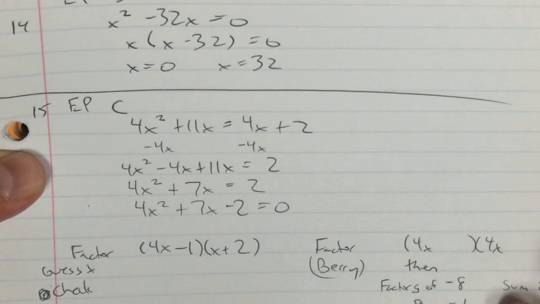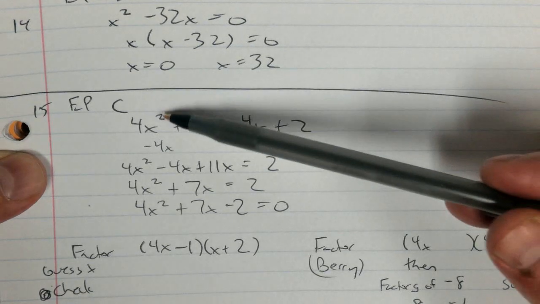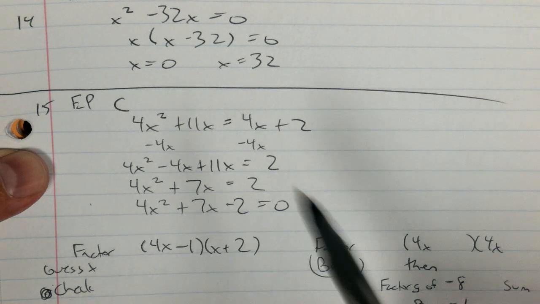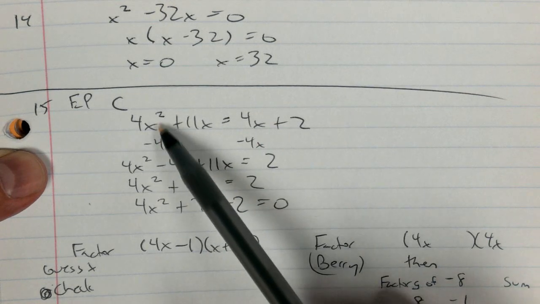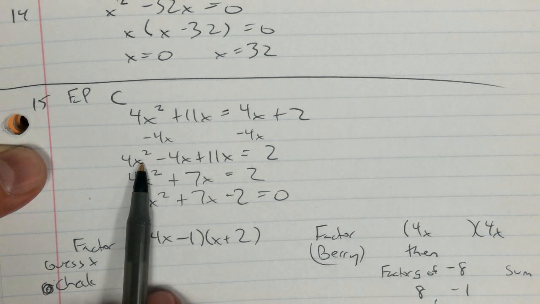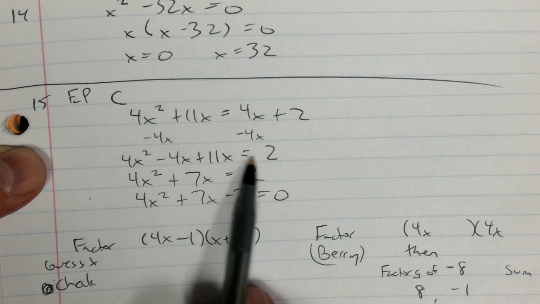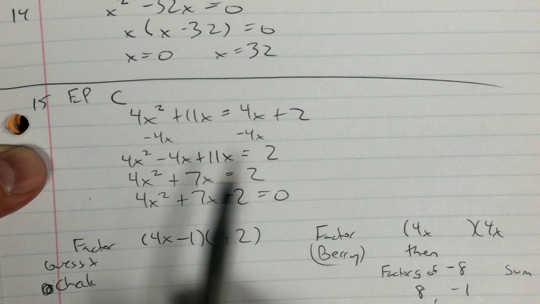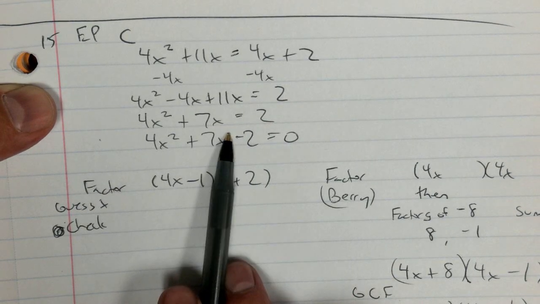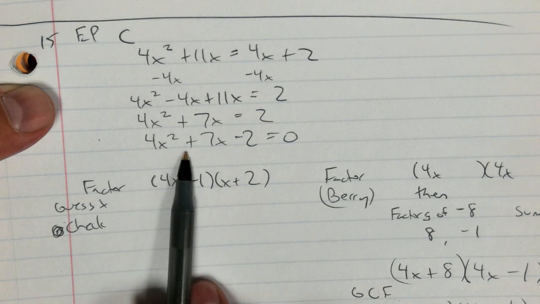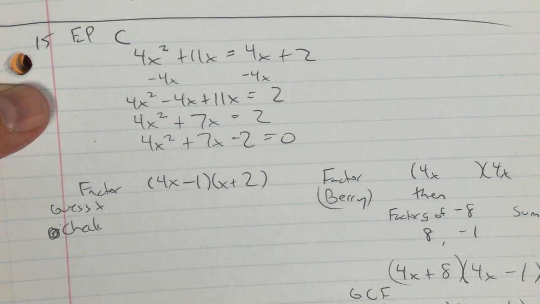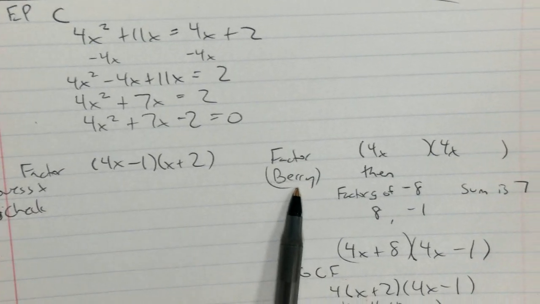Then for your last one, you have 4x squared plus 11x equals 4x plus 2. So you subtract your 4x. Those are not like terms because one of them is squared and the other isn't. So we say 4x squared minus 4x plus 11x equals 2. And then negative 4x plus 11x is 7x. Then bring your 2 over. So you have 4x squared plus 7x minus 2. So that's where you could guess and check to factor it, or factor it with the Berry method.